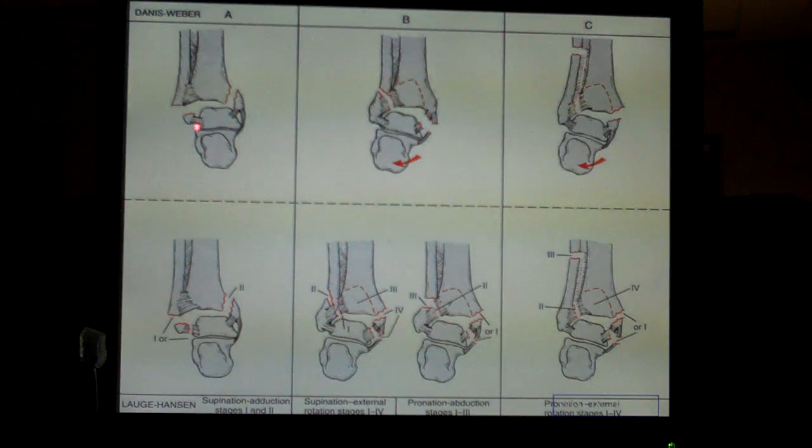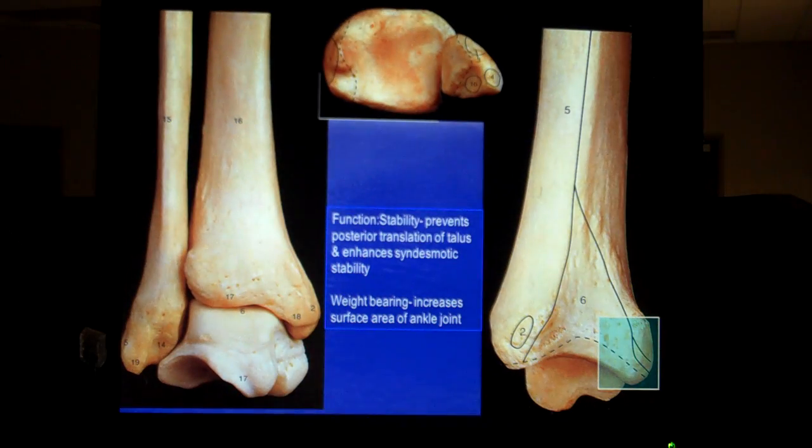So Weber A is below the ankle joint, B is at the level, and C is above. So the other one is posterior malleolar fragment. That's another issue. And what does the posterior malleolus do? It keeps the talus from going posterior.